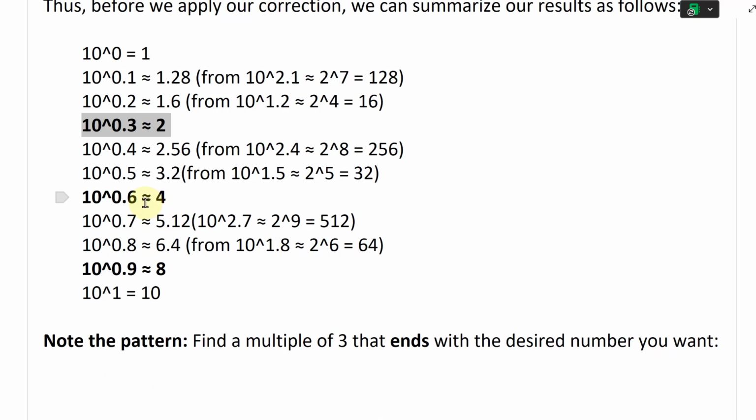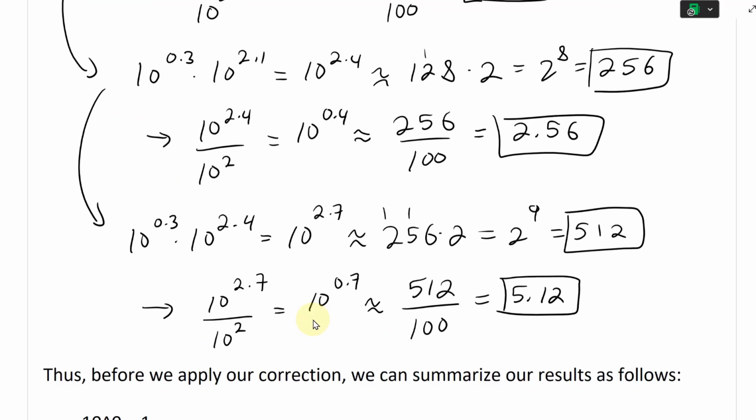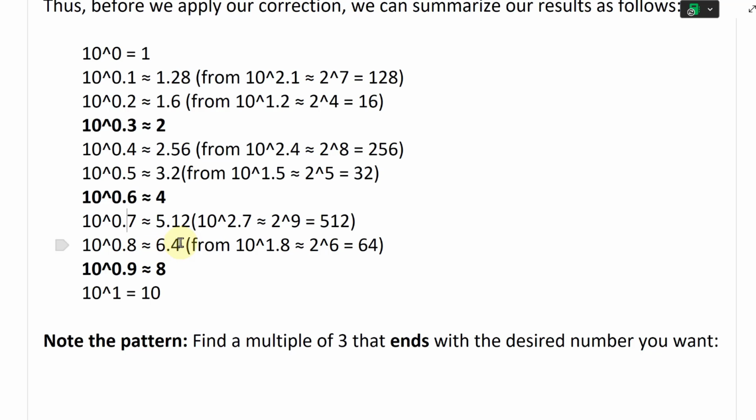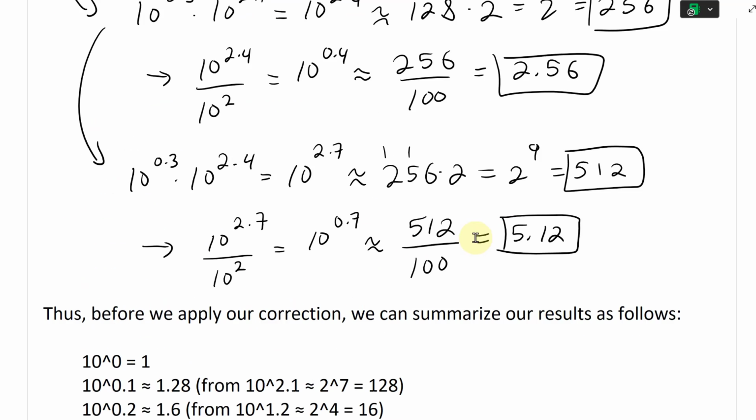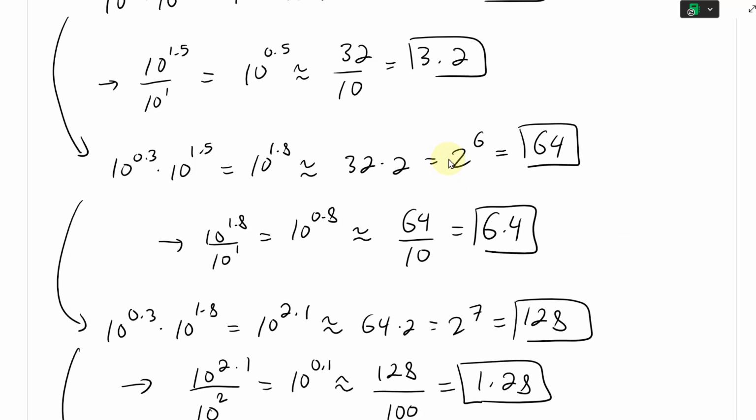The next one is our approximation from this one, just multiplied by 2. This one's multiplied by 2, 10 to the 7. That is our 2 to the 9. That's right here. And then 10 to the 0.8. That's 6.4, 2 to the 6. And 2 to the 6 is this one right here. And that is from 10 to the 1.8.